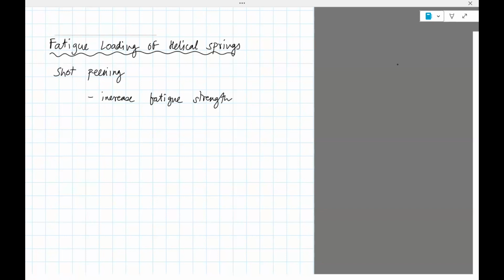The way springs are created, it's basically a strand of wire, and that wire is then wound as a spring. But before you wind it up, you shoot shots of size 1/64 of an inch onto the wire at high speeds. So 1/64 shots are sprayed at high speeds on the spring wire.